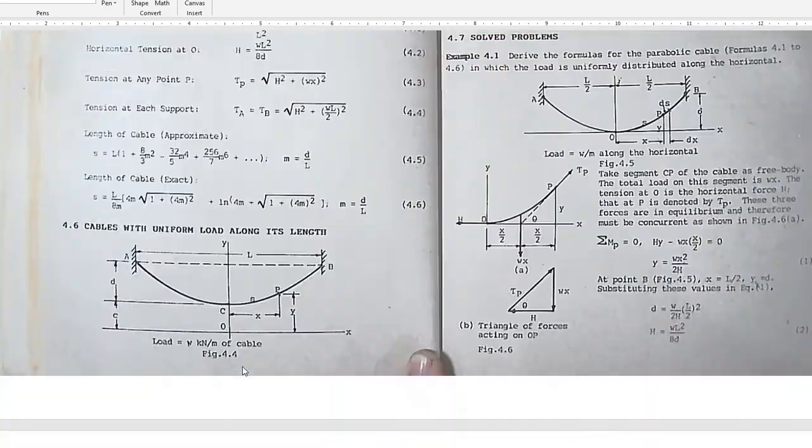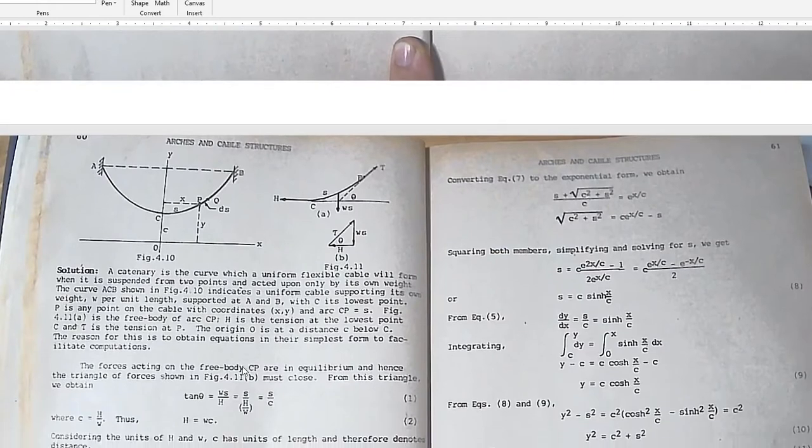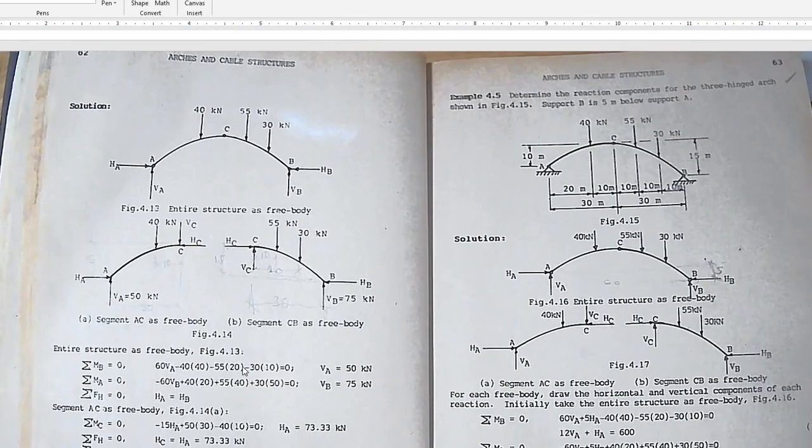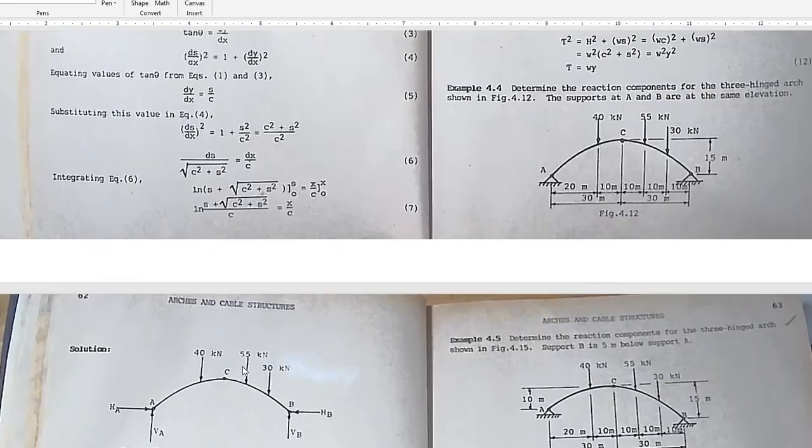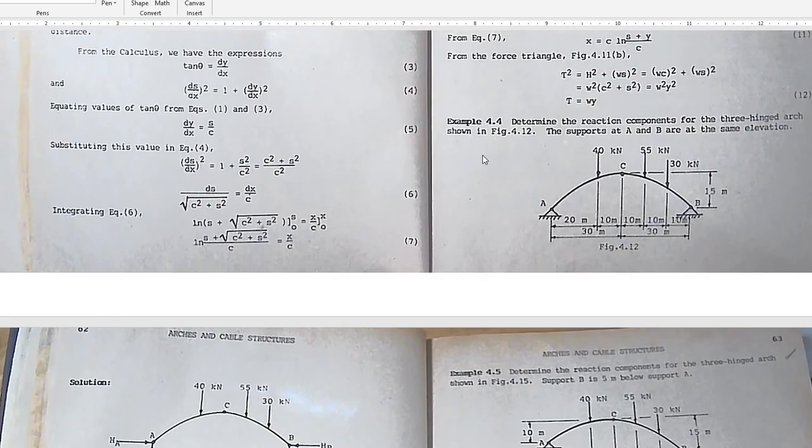So, that is 4.4. Determine the reaction components for the three-hinged arch shown in figure 4.12. The supports A and B are at the same elevation. This is very similar to the procedures in shear and moment. It also has a hinge in the middle.